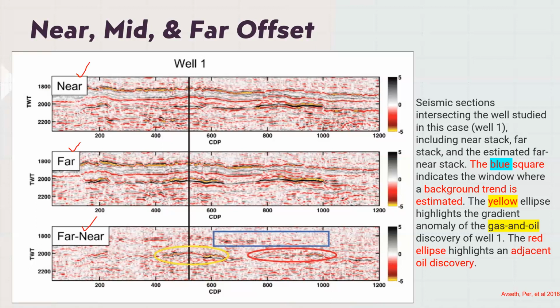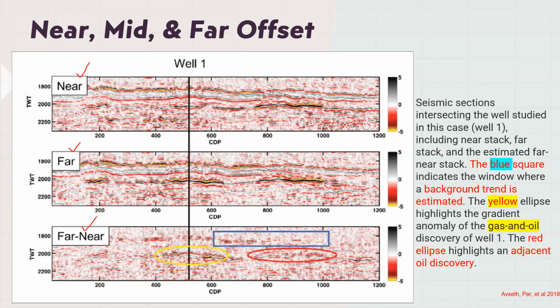Over here, the blue box is the indicator of the window where the background trend is estimated, this background trend. So this minus this, there is still some amplitude. It means there is a rising AVO.